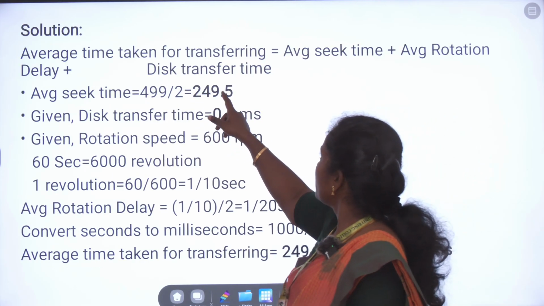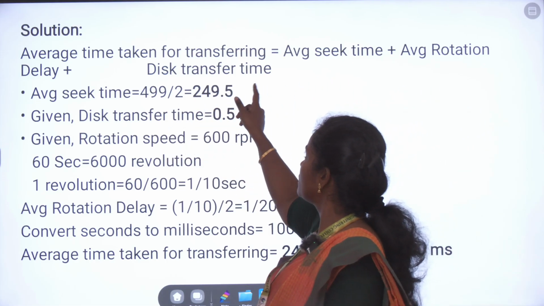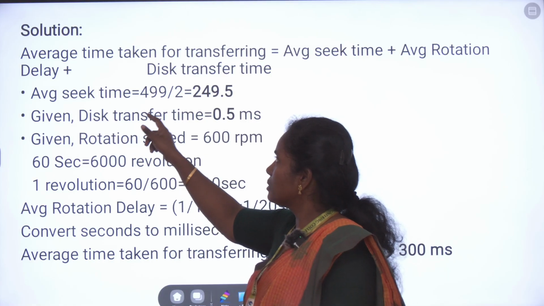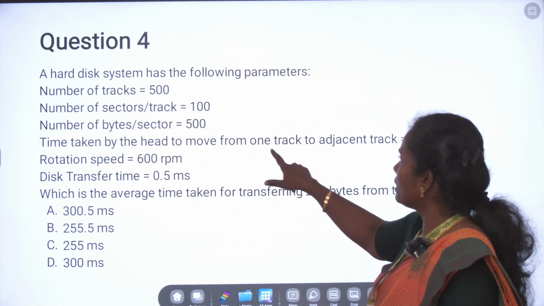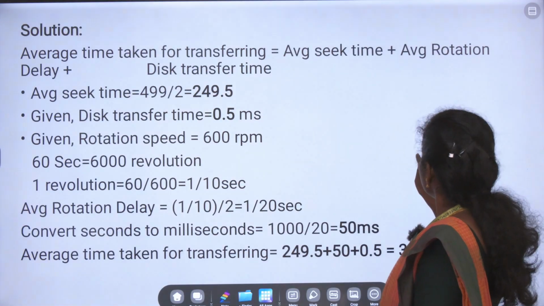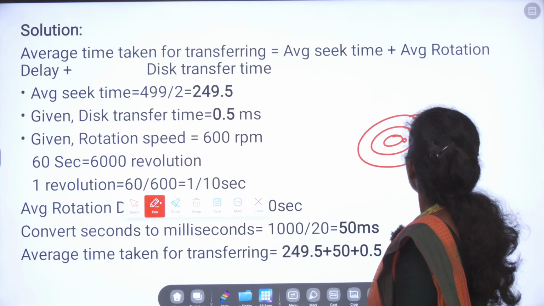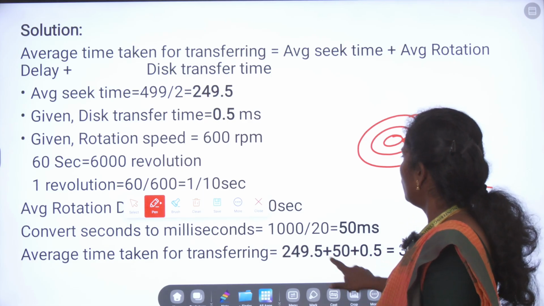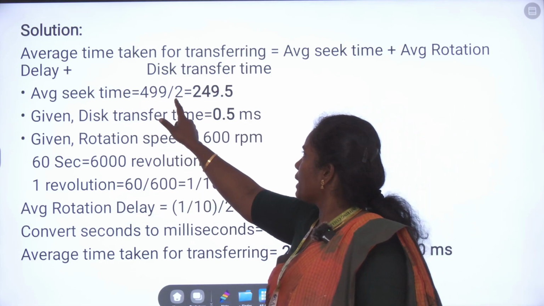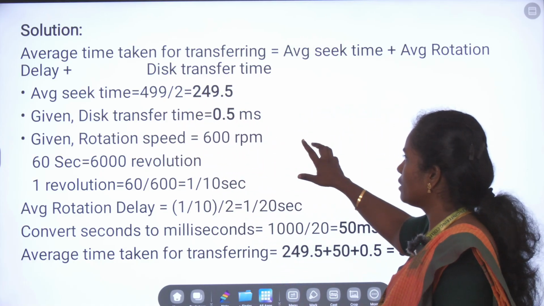The average time taken for transferring is equal to average seek time plus average rotation delay plus average disk transfer time. The number of tracks is 500, so the cylinders are numbered 0 to 499. To get the average, we divide 499 by 2, which is 249.5. The transfer time is 0.5 milliseconds, as given in the question.